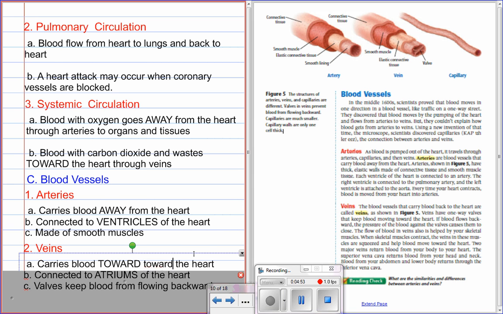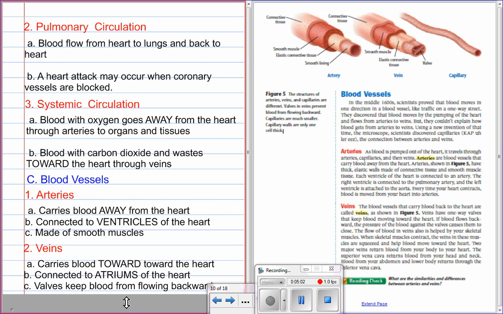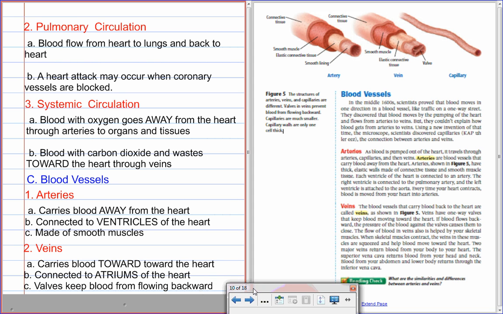Okay, then we have, you just saw it, didn't you? Connected to the atriums of the heart. How does blood move in the veins? Valves keep the blood from flowing backward.